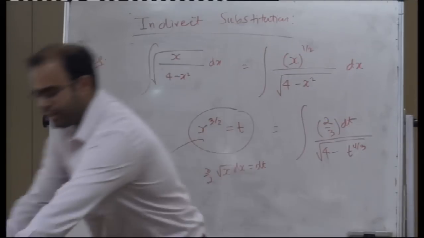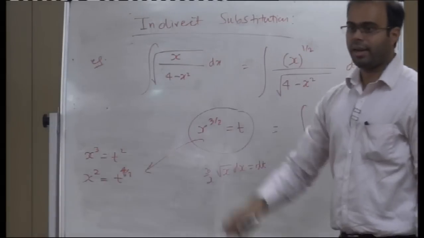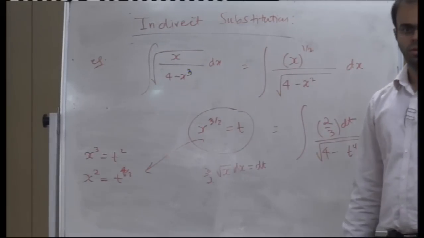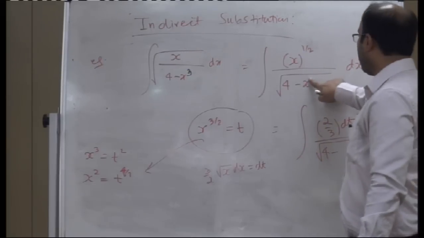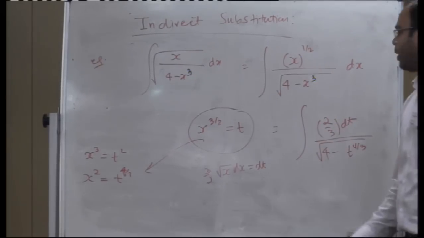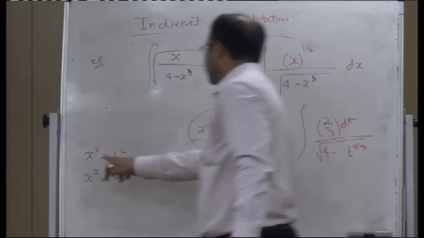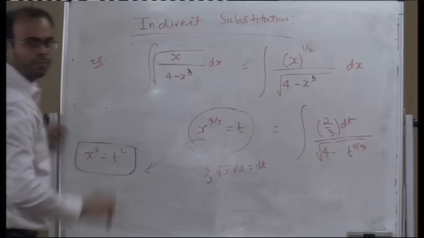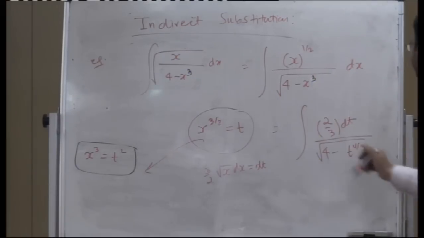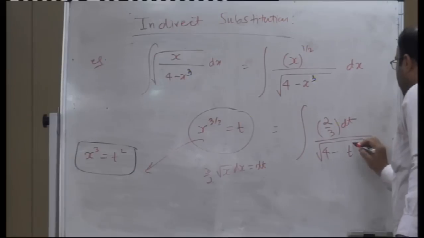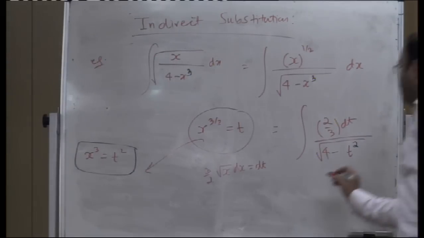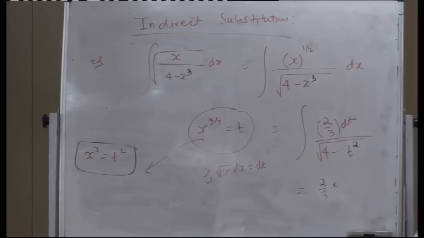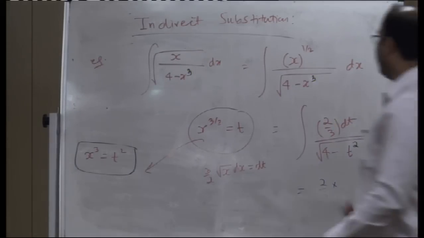So there was a problem with the question, and the correct question was, here it is not x square, here it is x cube. It is okay. So you can identify a wrong question as well. This would become x cube, and next you can write x cube equal to t square directly, so this would become t square. Then this would become 2 by 3, and the integral of this is actually again a formula which we will study. Actually we have studied this formula.